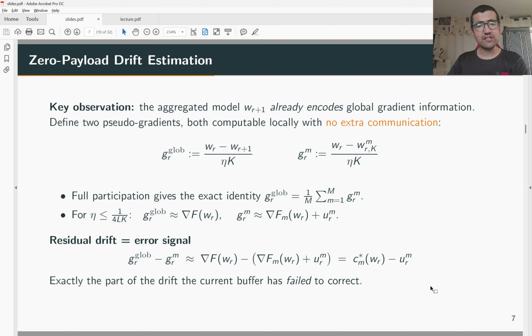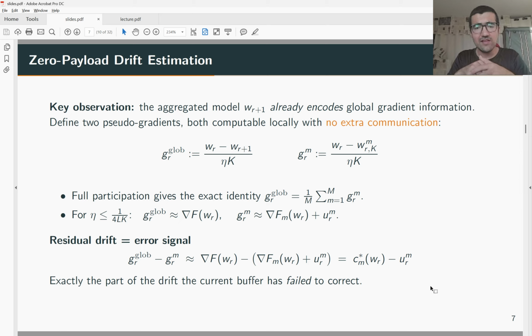And here is the key observation of the paper. The aggregated model that the server broadcasts anyway, W_{r+1}, already encodes global gradient information. We just have to read it out. Concretely, we define 2 pseudo gradients. The global effective step is how far the global model moved this round, divided by μK. The local effective step is the same thing for the client's own model.